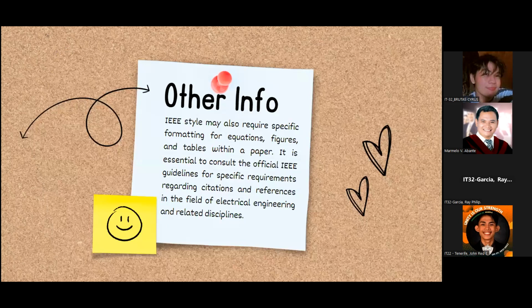Next slide, please. As for the other important elements of IEEE, IEEE style may also require specific formatting for equations, figures, and tables within a paper. It is essential to consult the official IEEE guidelines for specific requirements regarding citations and references in the field of electrical engineering and related disciplines. And now we will be talking about MLA.